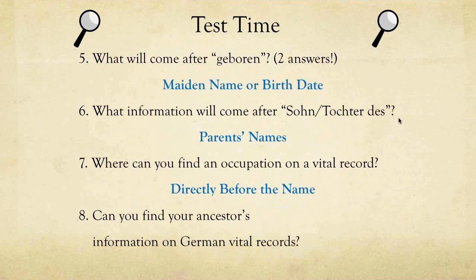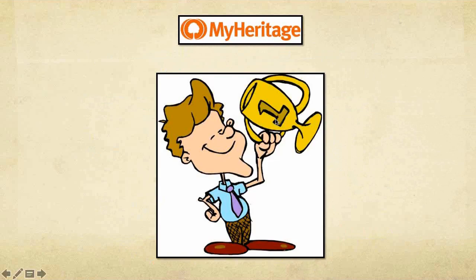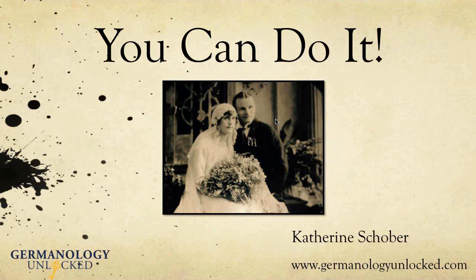And then this one I think you all can get. Can you find your ancestors' information on German vital records? Yes! Exclamation mark. Wonderful. I love the exclamation point. I even included one myself. So wonderful job. You all get 100% A+ on the test. Congratulations. So good luck. I hope you all can find some amazing records on MyHeritage just like I did, and that you're now feeling much more confident that you know where to look and where to pull out your ancestors' information by using those clue words.